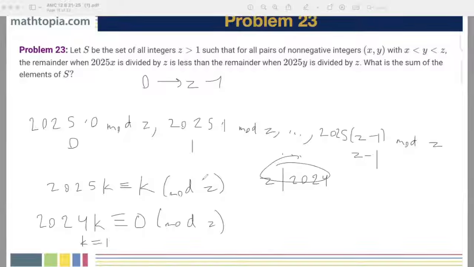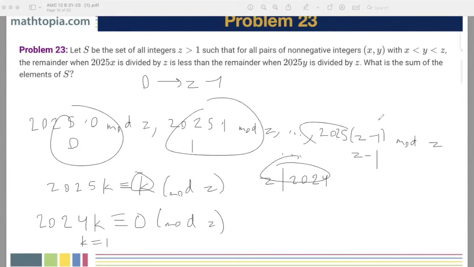And in fact, this condition is not only necessary for z to be an S, but it's also sufficient, because if z divides 2024, then that implies that 2025k is equivalent to k mod z, which would imply that each of these values of the remainders are going to be 0 through z minus 1, which would indeed make it always work. So all of the divisors of 2024 work here.